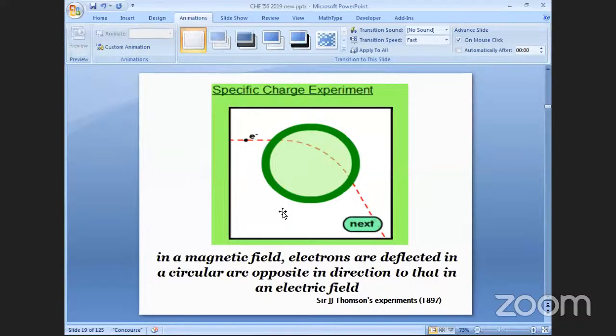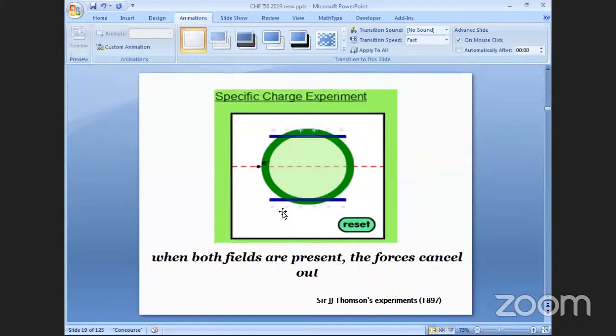Now, imagine us putting both the electric field and the magnetic field together at the same time. When both fields are present, the forces cancel out and it travels in a straight line. So by varying both fields, he knows the amount of the electric field and he knows the amount of the magnetic field that he is subjecting the electrons to. So at each time when the electron is allowed to move into both an electric field and the magnetic field, by adjusting them, he was able to calculate.